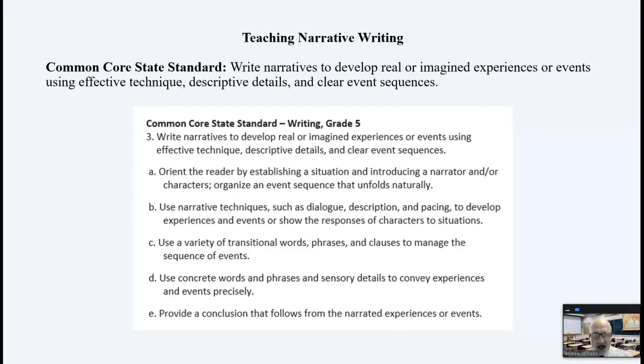And there you see the Common Core state standards. This is for grade 5, but they want students in grades K through 5 to write narratives to develop real or imagined experiences or events using effective techniques, descriptive details, and clear event sequences.